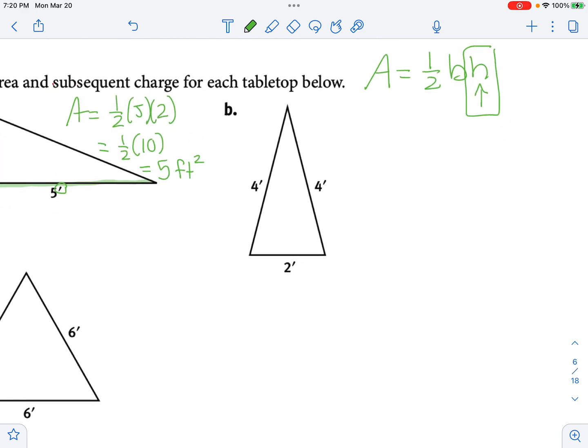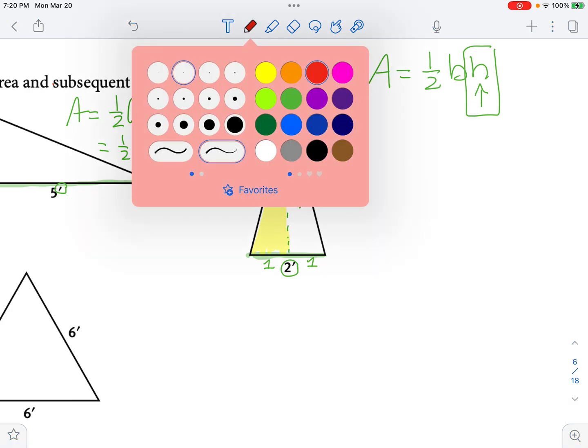Then we get to an example like example B, where we do have a base, so the bottom is 2 feet, but we don't know what the height is. So in this one, we're going to need to draw in a height. This is going to be my H here. Now keep in mind, by drawing in that height, we're taking that base of 2 and dividing it in half. So this half is 1 and this half over here is 1. That allows us to take the original triangle and divide it up into 2 smaller triangles. I'm going to use one of those smaller triangles to find the height.